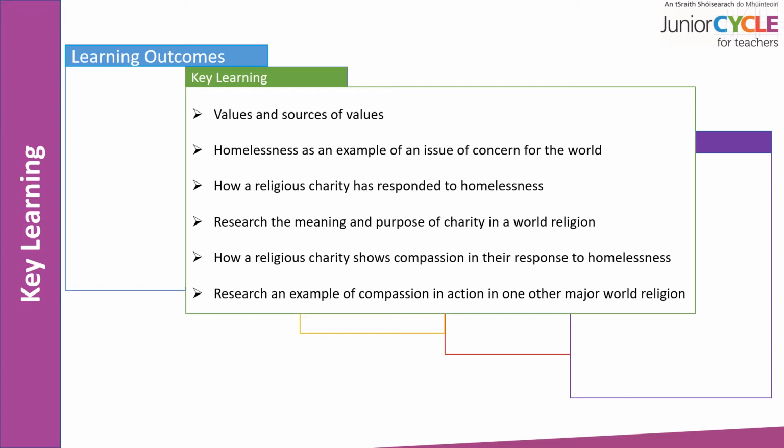For this unit of learning, the key learning that we collaboratively decided as a department was as follows. Values and sources of values. Homelessness as an example of an issue of concern for the world. How a religious charity has responded to homelessness. Research the meaning and purpose of charity in a world religion. How a religious charity shows compassion in their response to homelessness. And research an example of compassion in action from another major world religion.